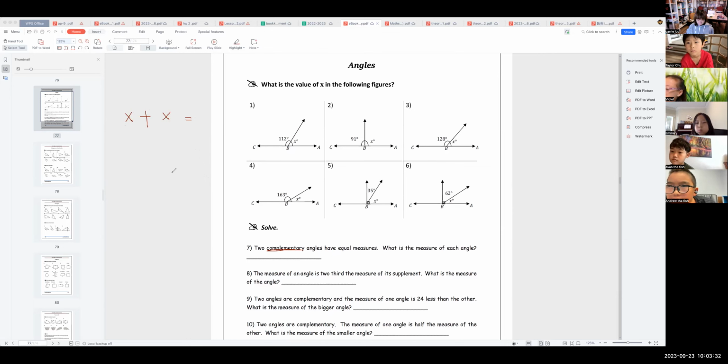X plus X. X plus x equals what? There are two complementary angles. 2x. So equals what? But you mean which angle? Which angle? X plus x equals complementary angles. So I said before, if there are two angles, they're complementary to each other. That means these two angles plus together equals what?